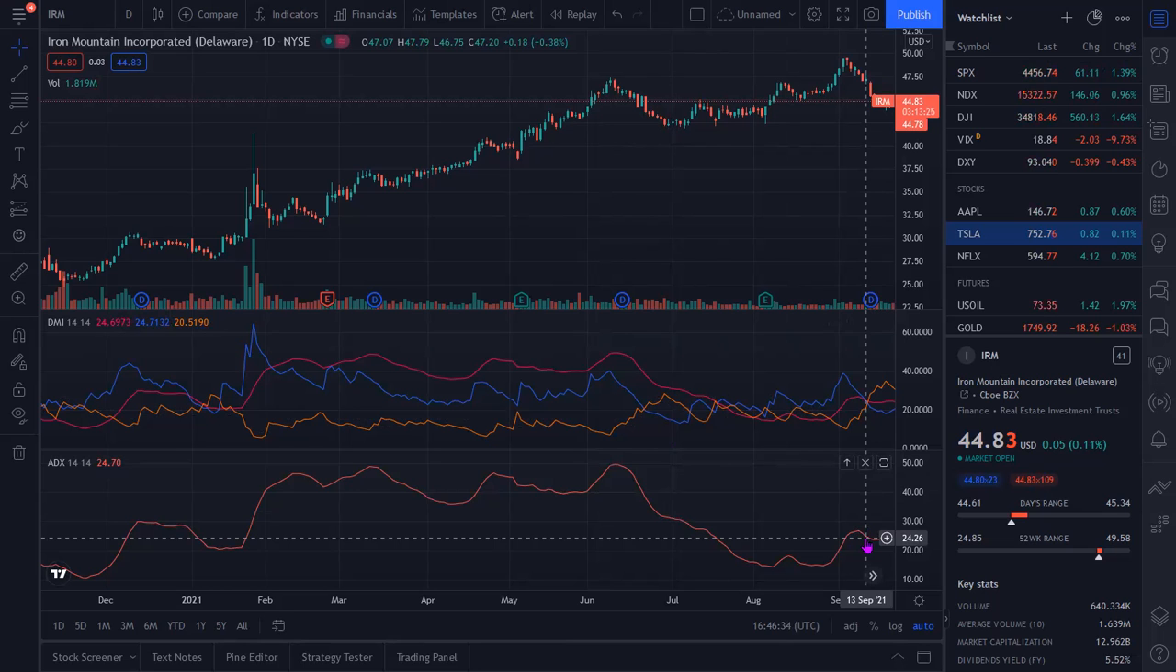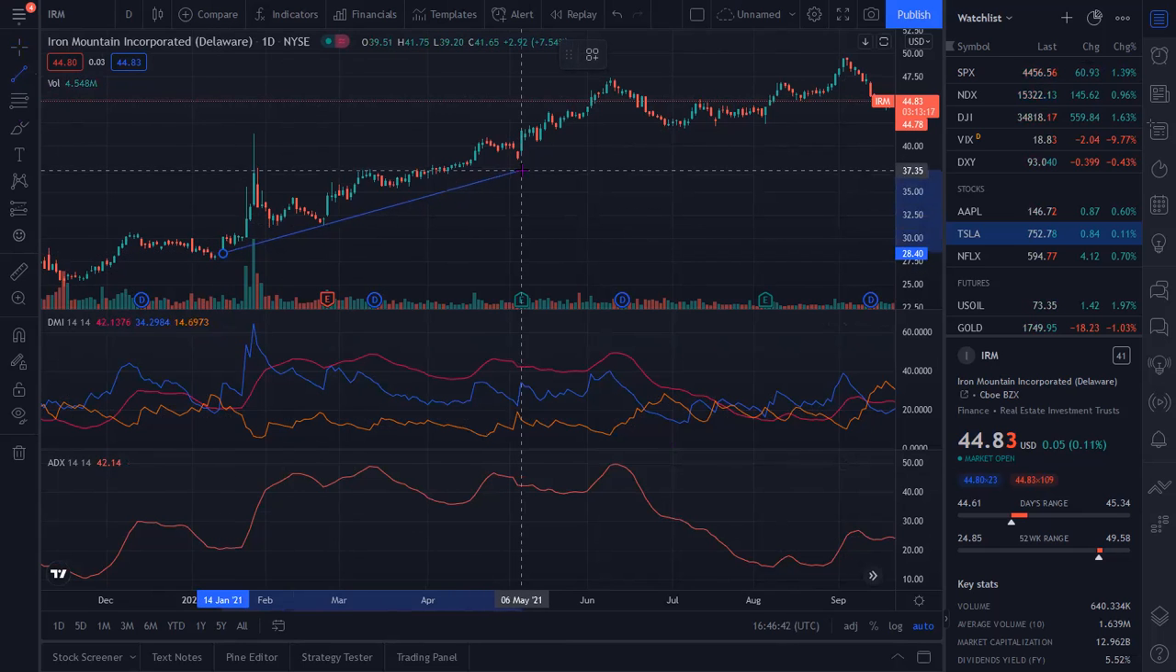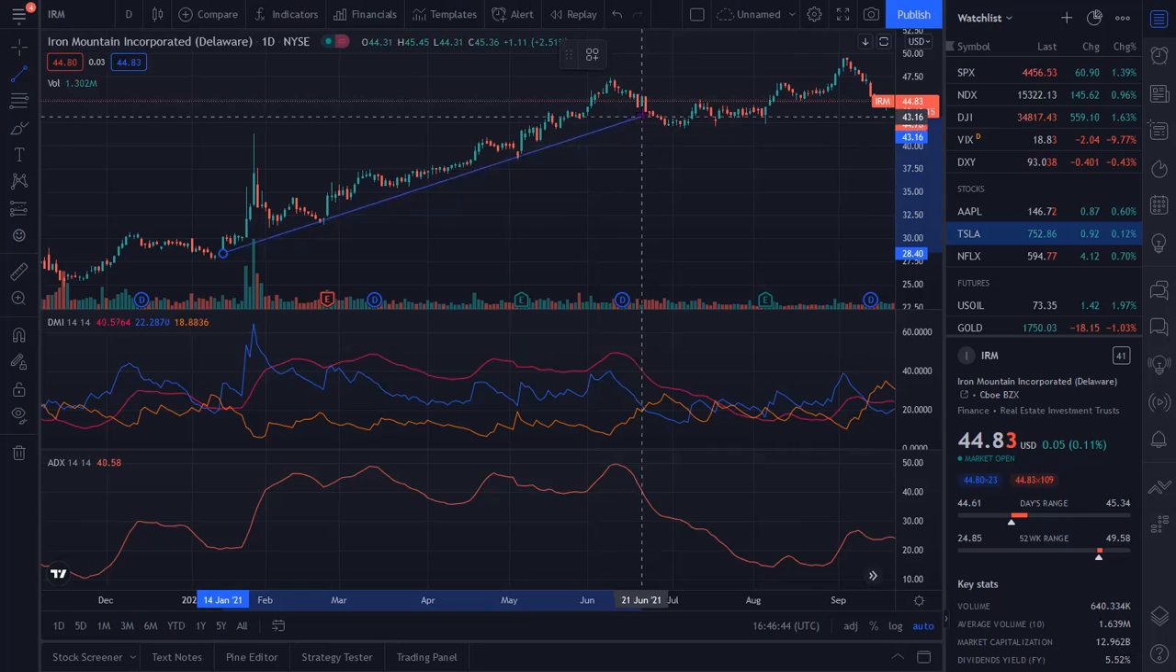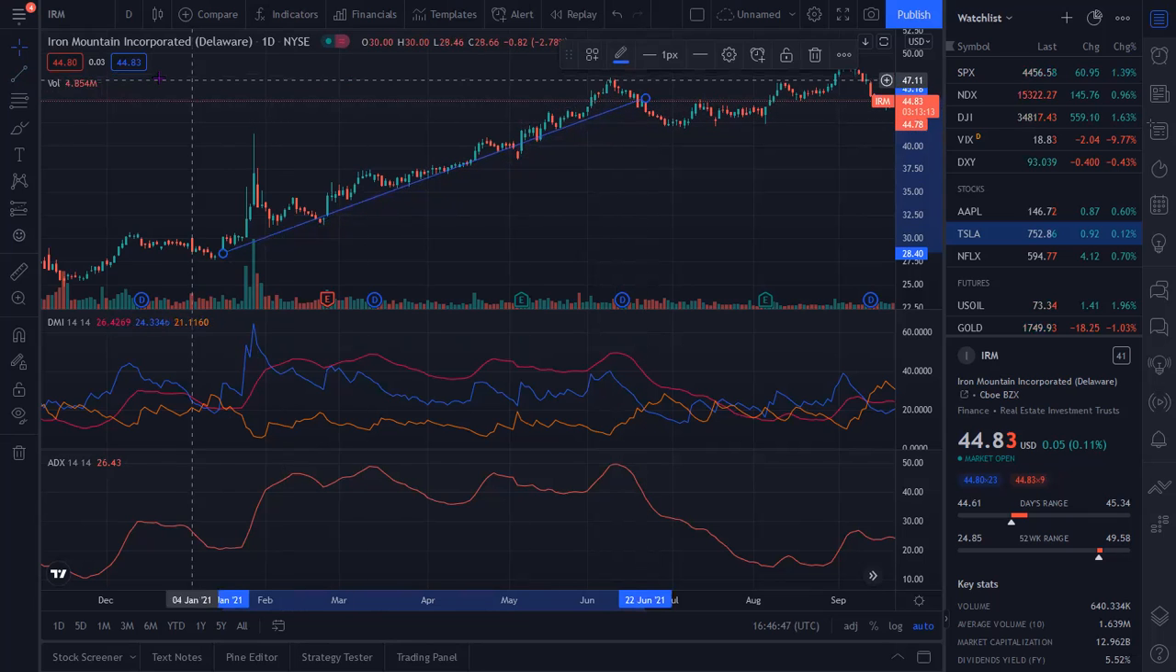So looking at Iron Mountain, we're going to look at the period from the middle of January, and we'll start here. Then we'll go through the middle of June, where we hit there. And what are we looking at here? So here we have the positive DMI cross above the negative. And we also have the ADX, you can look at the values there, start increasing above 25. So the ADX above 25 indicates that there's a strong trend.